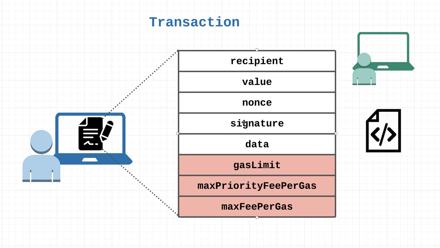The signature field right here is the digital signature that was generated from the private key that we talked about, I believe, in the last video. What this basically does is allow the account owner to authorize the transaction. Now this data field right here is actually a pretty interesting one.